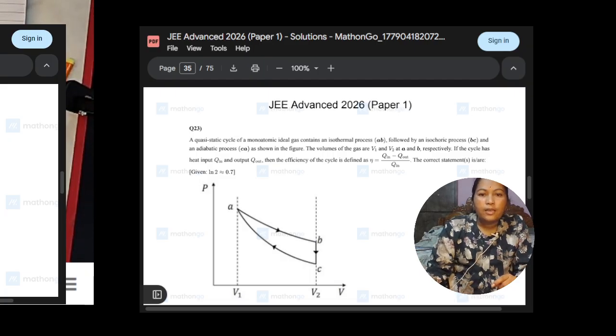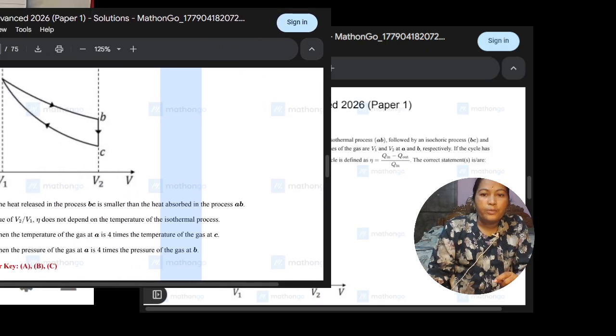A quasi-static cycle of monoatomic gas contains an isothermal process AB followed by an isochoric process BC and an adiabatic process CA as shown in the figure. The volumes of the gas are V1 and V2 at A and B respectively. If the cycle has heat input Q in and output Q out, then the efficiency of the cycle is defined as eta equals Q in minus Q out over Q in. The logarithm value log 2 equals 0.7 is given, and here is the graph and options.